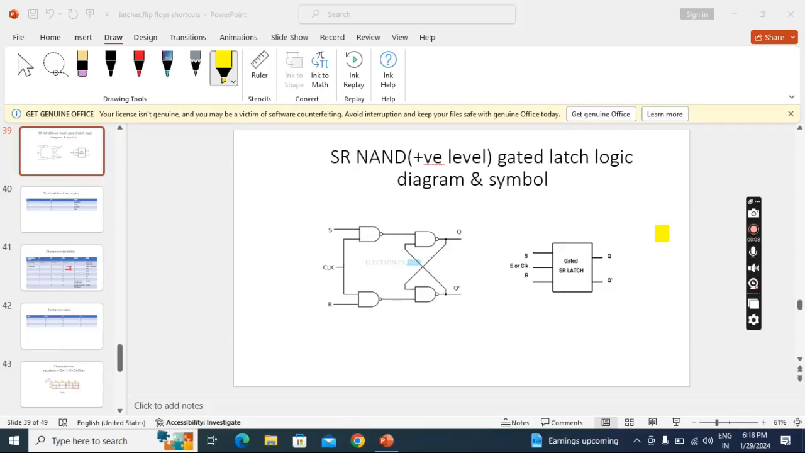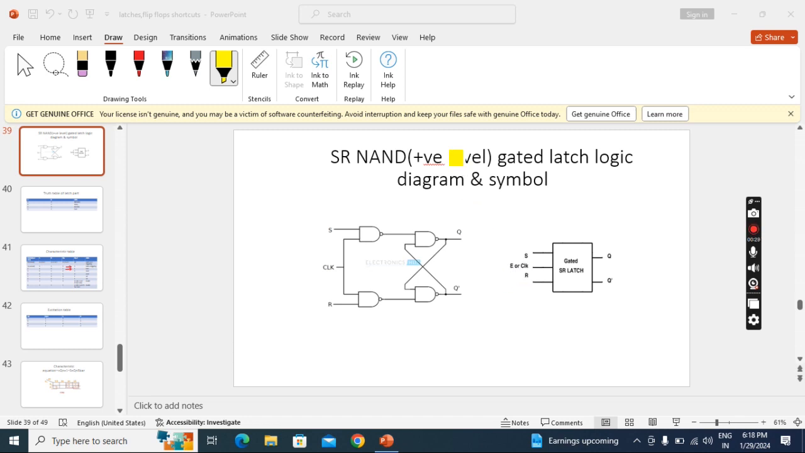In this lecture, we will discuss the SR NAND gated latch, which is positive level. So this is the symbol. It contains three inputs. Two are data inputs, S and R. One is a control input, which we can call enable or clock. It will work with the clock levels.